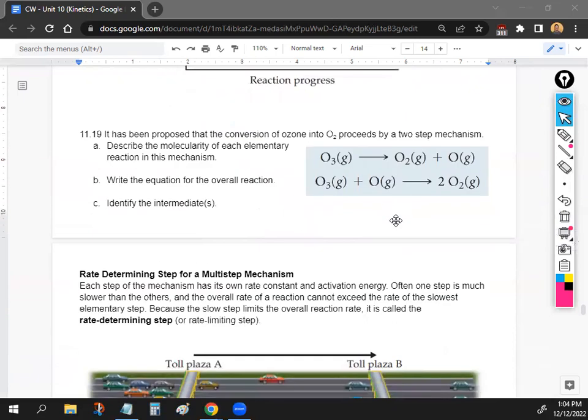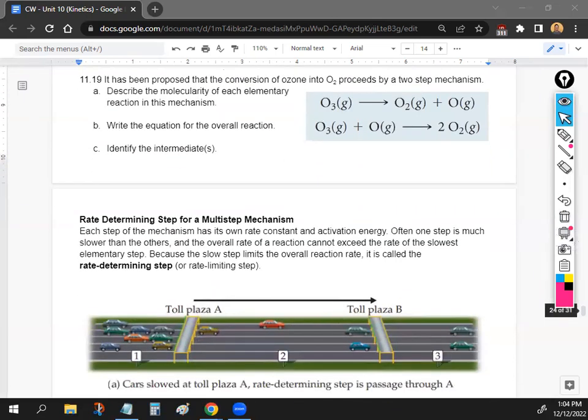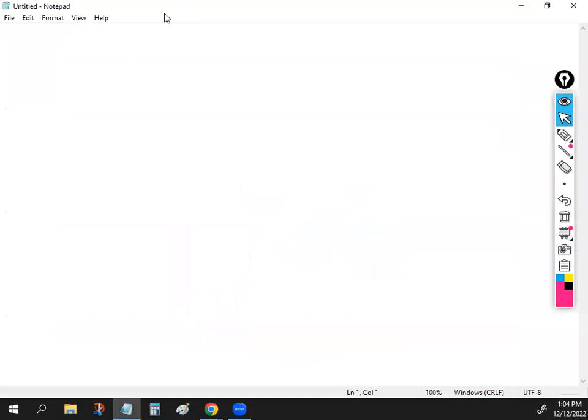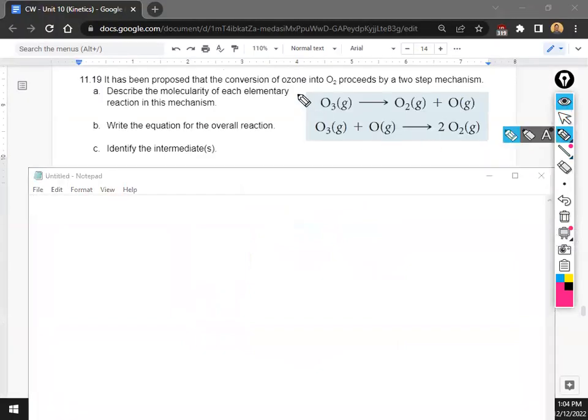Okay, 11.19. So we have an equation here. I'm just going to tell you right off the bat that these are the two steps. So this is step 1. This is step 2. Now, for part A, I want you to describe the molecularity of each elementary step or reaction in the mechanism. So give me the molecularity for 1, give me the molecularity for 2, and then write the overall reaction and identify the intermediates. It's kind of combining everything we just learned this class session. So try that out, and then we'll move on to more stuff about this.